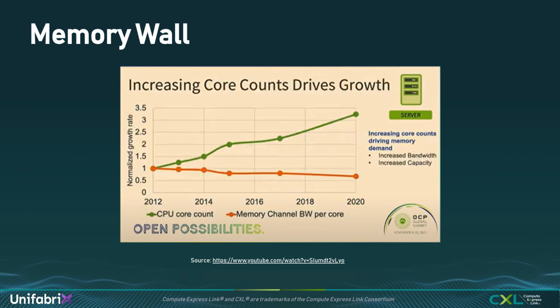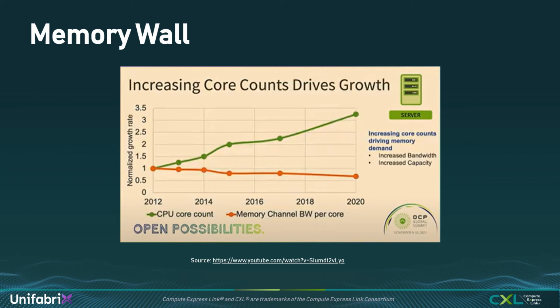We had 2 cores with 2 channels. After that, we had 4 cores with 2 channels. It means that the bandwidth per core was about half. And after that, we see the number of cores increase, while the number of channels to the memory is getting flat. The bandwidth on the orange bar means that the amount of bandwidth per core is actually decreasing.